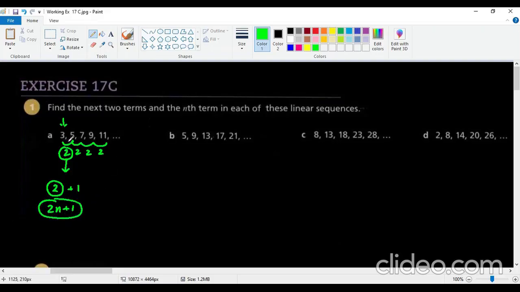Let's see. First is 3, 5, 7, 9, 11. This is the first, second, third, fourth, and fifth. Can we find the sixth term? So 2 times 6 plus 1, which is 12 plus 1, giving us 13. That means it's working out. 13 is the next term. And then comes 2 times 7 plus 1, which is 14 plus 1, so 15. So 13 and 15 are the next two terms.